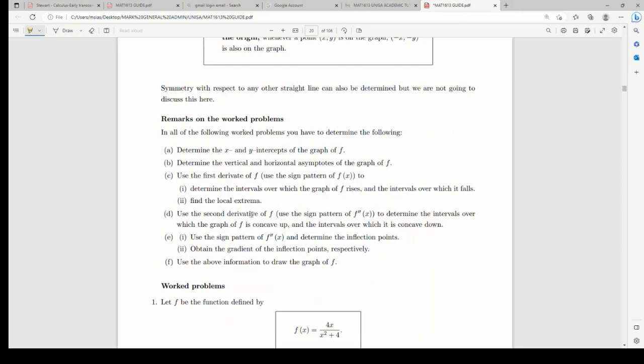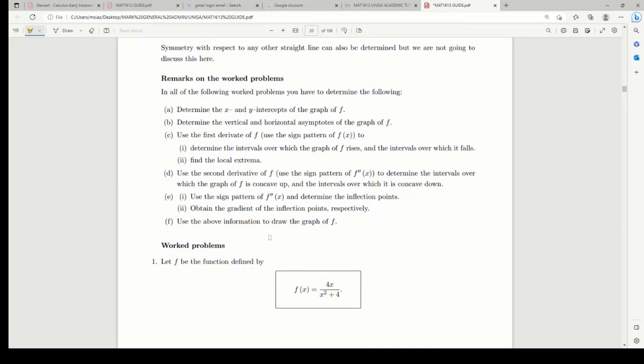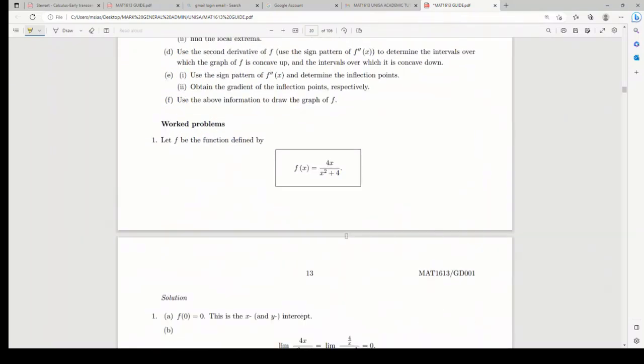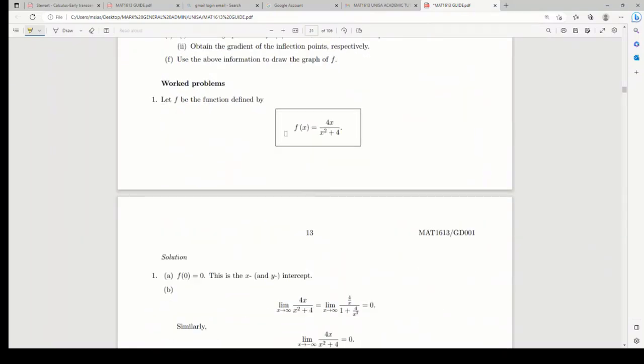And then use the second derivative of f, or the sign pattern of f double prime, to determine the intervals over which the graph is concave up, that is when f double prime is positive, and intervals over which it is concave down, that is when f double prime is negative. And again, use the sign pattern of f double prime to determine the inflection points. Remember, for inflection points, the second derivative must be put equal to 0. And then you can get the gradient at the inflection points. By virtue of all the data that you have above, you can now draw the graph of f, okay? If you guys are okay, we can look briefly at this in a very succinct way.